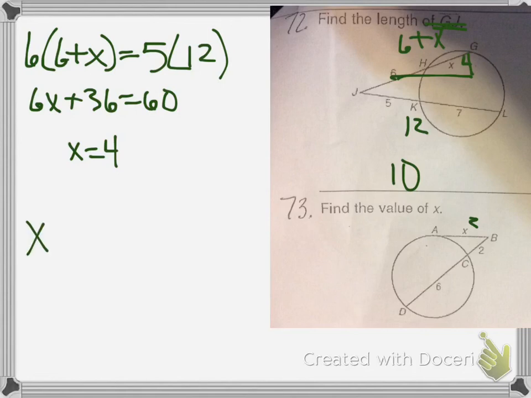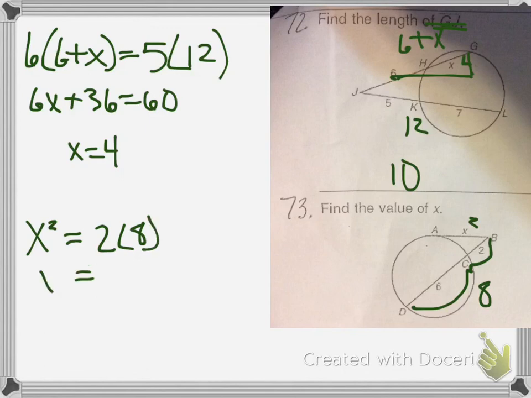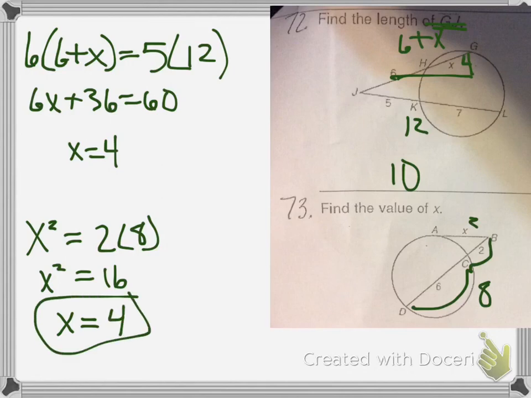equals, so x squared is equal to, always keep in mind you have to add, so that's 8, the outside times the sum. Okay, so try that. That means x squared is equal to 16, and then you could take the square root and get 4. Okay, so easy peasy, nothing really that hard.